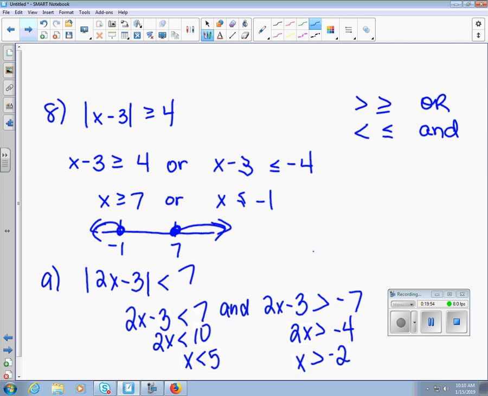And then remember, with ands we look for where they overlap. So 5 would have been an open dot, negative 2 would have been an open dot, and then where do they meet? They meet in the middle. So is that good? Crash course on that again? Okay. So we got 8 and 9 taken care of with that.